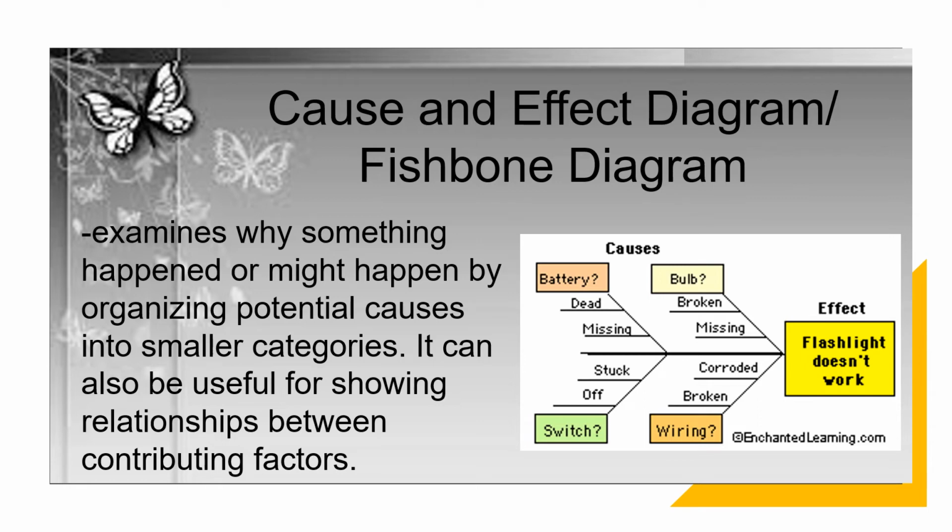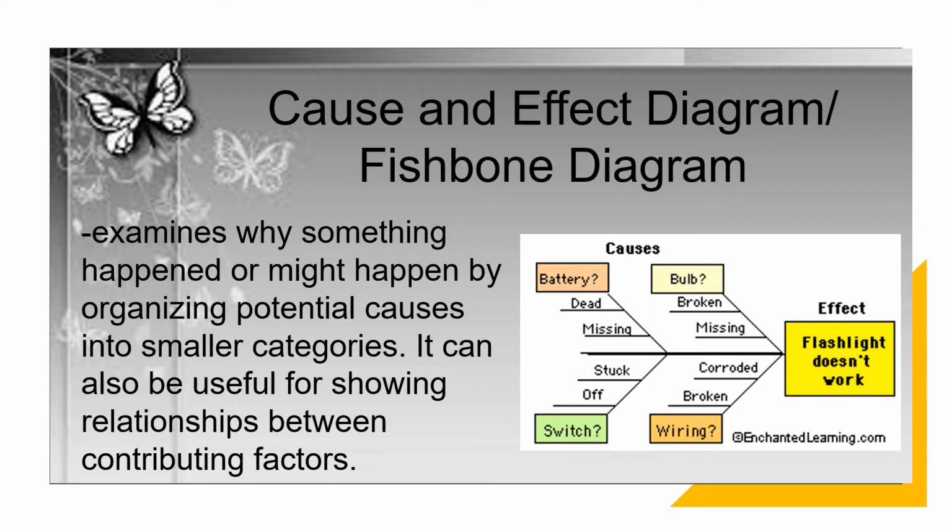Next type of diagram is what we call cause and effect diagram, and this can easily be portrayed using a fishbone diagram. So this examines why something happened or might happen by organizing potential causes into smaller categories. It can also be useful for showing relationships between contributing factors. Now, let us take a look with this given example. In this diagram, we have here four causes: the battery, the bulb, the switch, and the wiring.